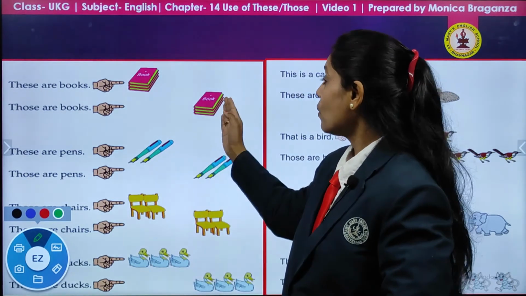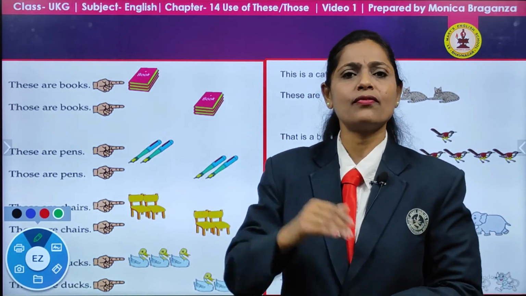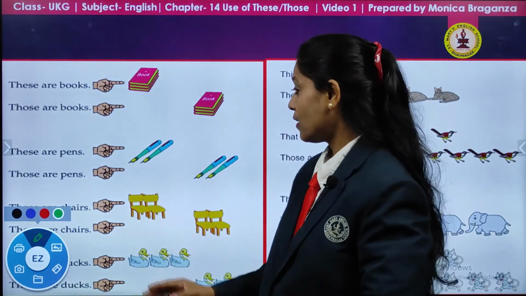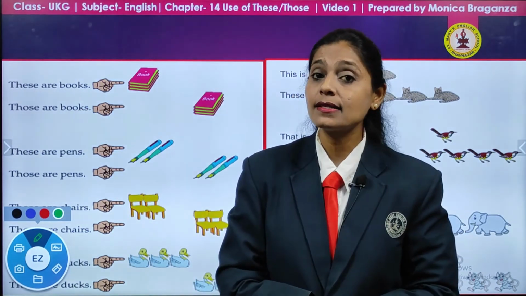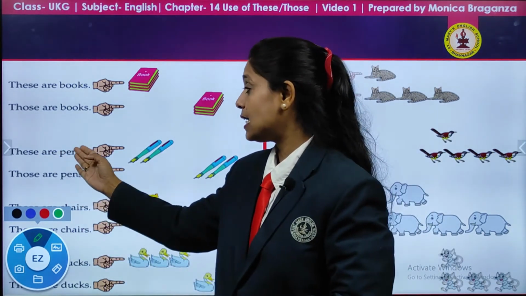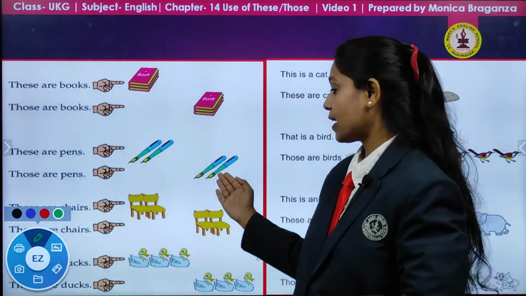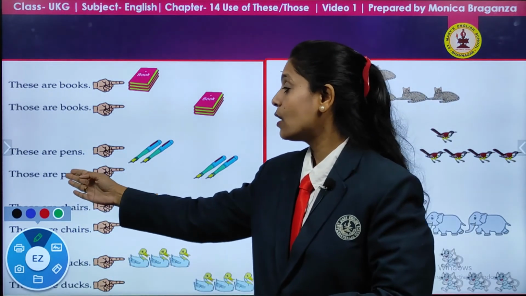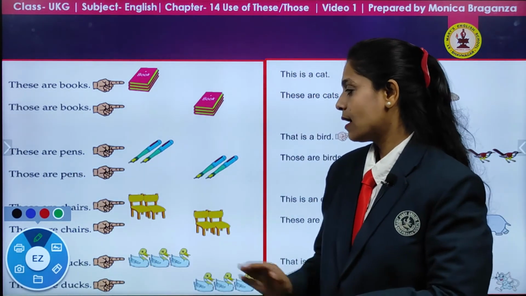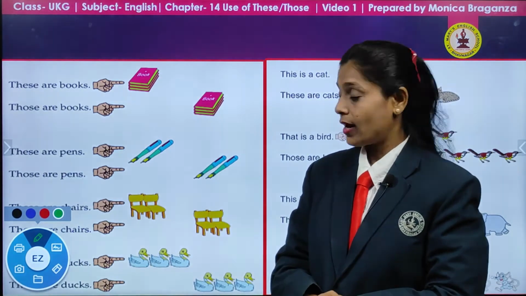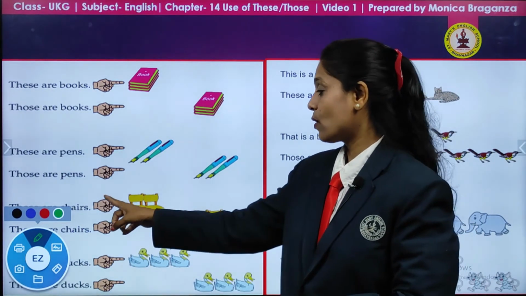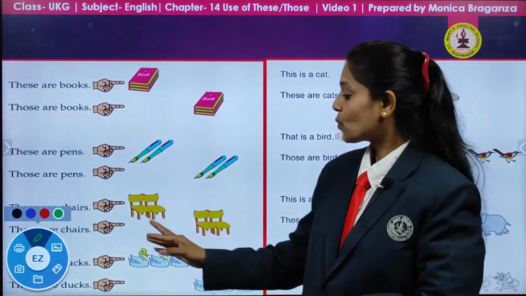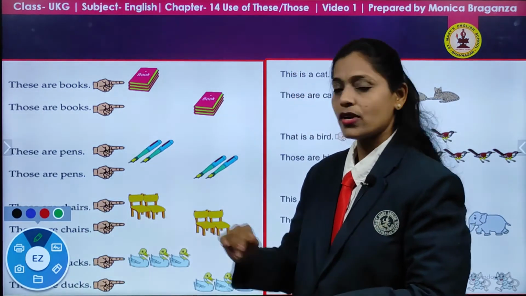In the same way, there are many books, but they are far from us. So what are we going to say? Those are books. In the same way, there are pens, and they are near. So we are going to say these are pens. Can you see these pens? Yes, they are far from us. So we are going to say those are pens. Now, again chairs are there, right? And they are near. So we are going to say these are chairs. Now, these are far. So we are going to say those are chairs.